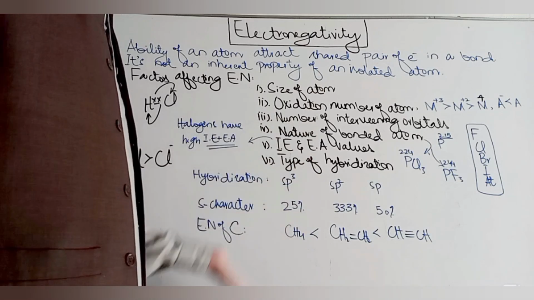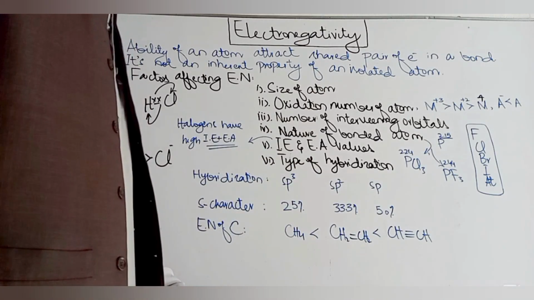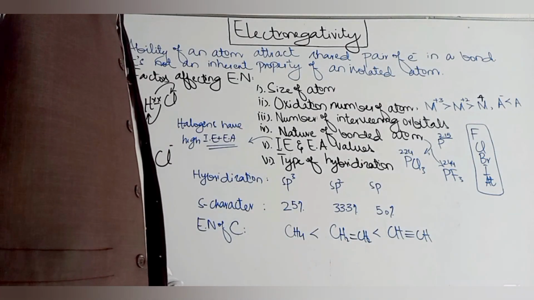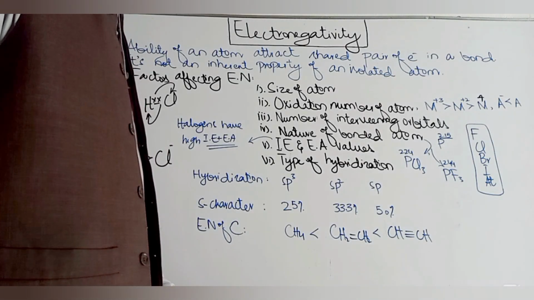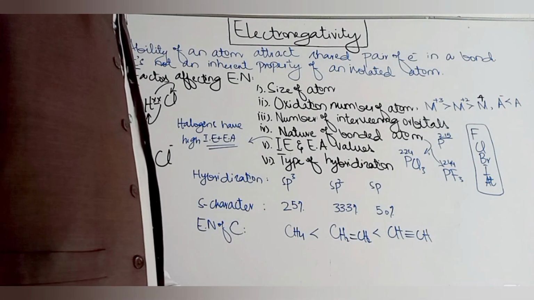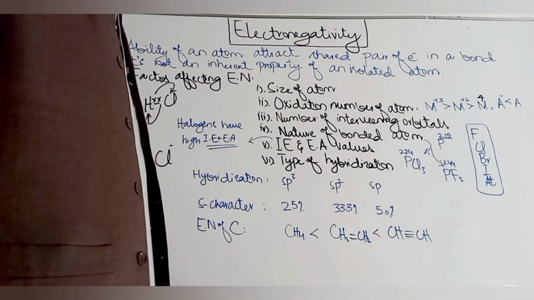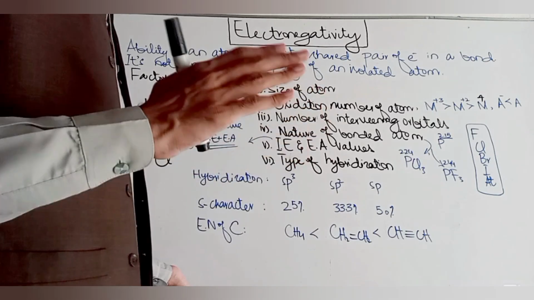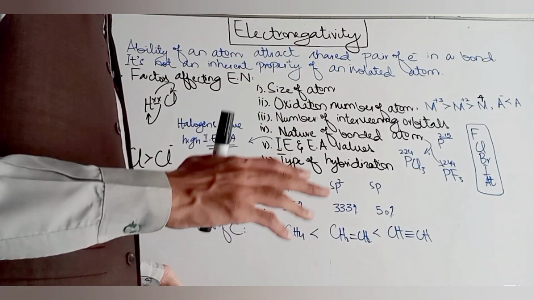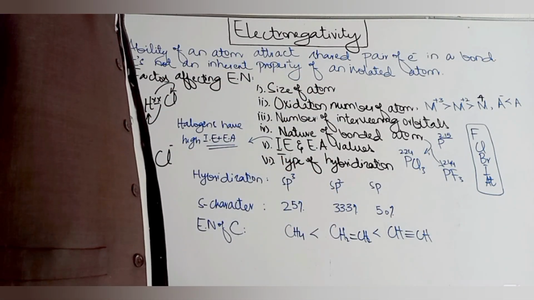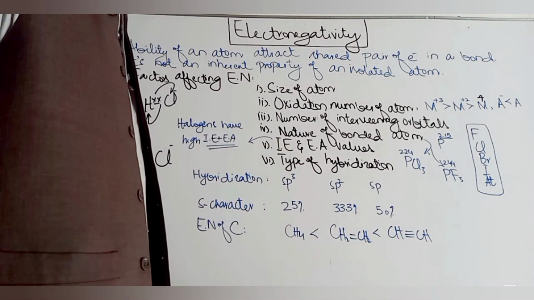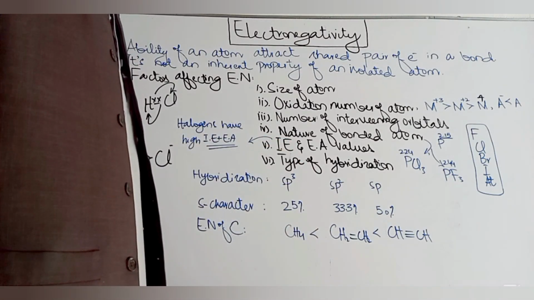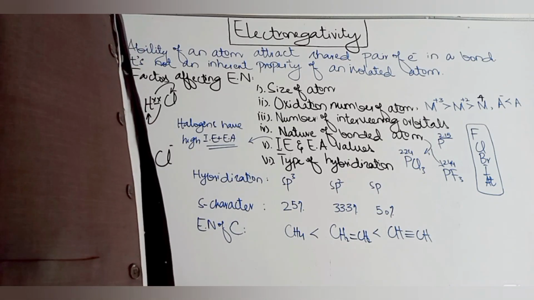So if we look at the halogens from fluorine, chlorine, bromine, iodine and astatine, fluorine has the greatest electronegativity and astatine has the smallest electronegativity in this group. Why is this happening? Because fluorine has the smallest number of intervening electrons or intervening orbitals, whereas astatine has the greatest number of intervening orbitals. So the electronegativity of astatine would be the smallest of all the elements present in the halogens.